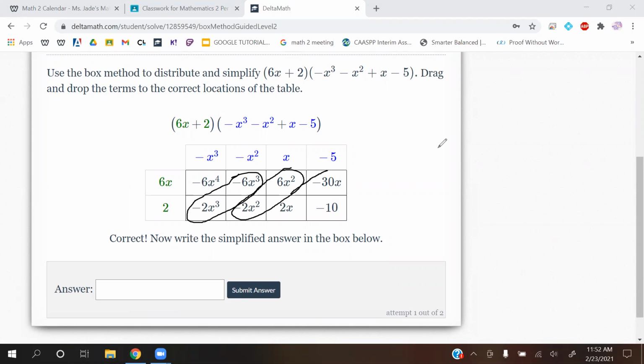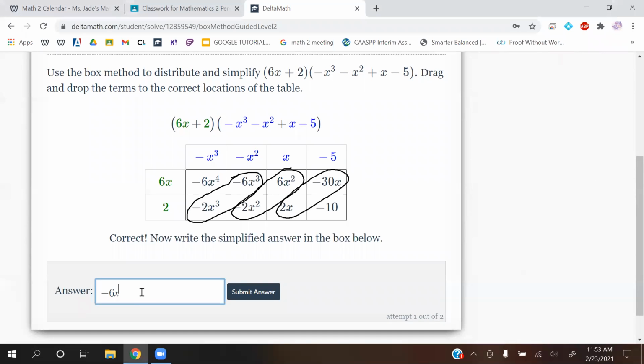So the ones I'm circling are like terms because in that first oval, they are both x cubed, so we're going to combine those. The second oval, they're both x squared, so they're like terms, so I'm going to combine those. And then for the last oval, we got x and x, so those are like terms, so we're going to combine those. Now let's start with the negative 6x to the power of 4. That one, we don't combine it with anything, it's just a solo term on its own. But then the x cubed, we have a negative 2x cubed and a negative 6x cubed.